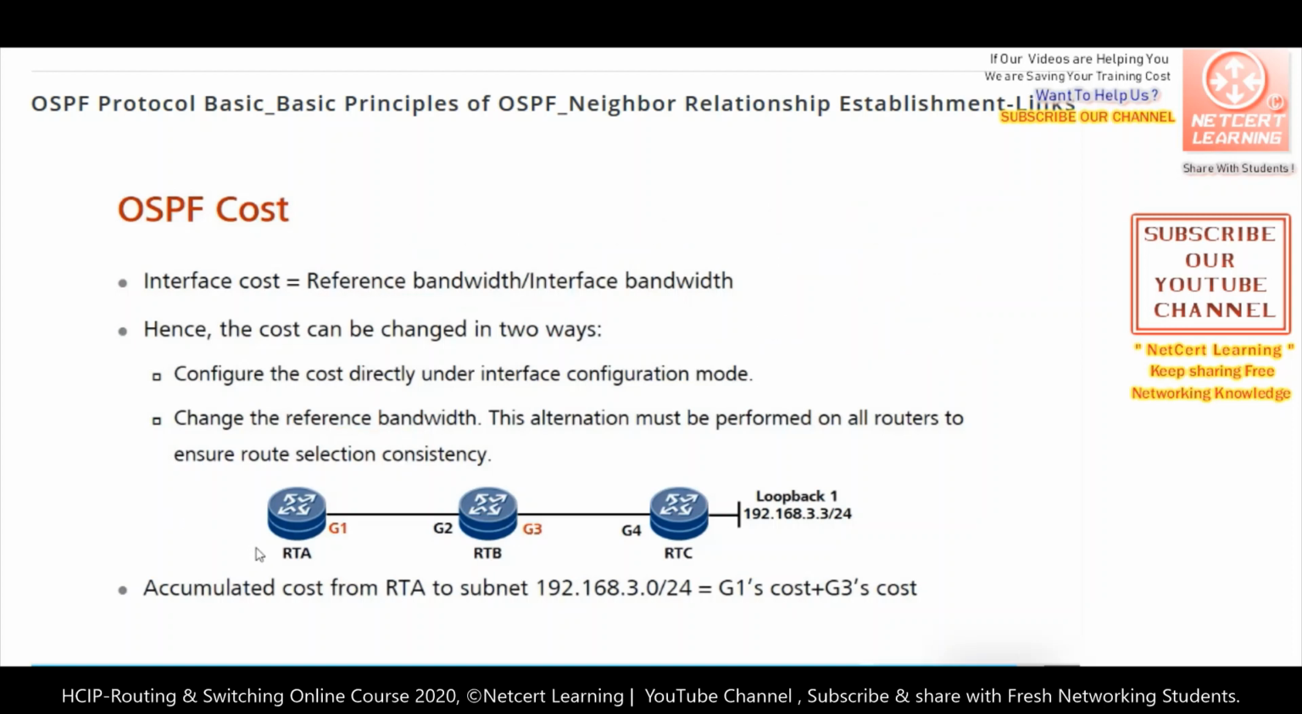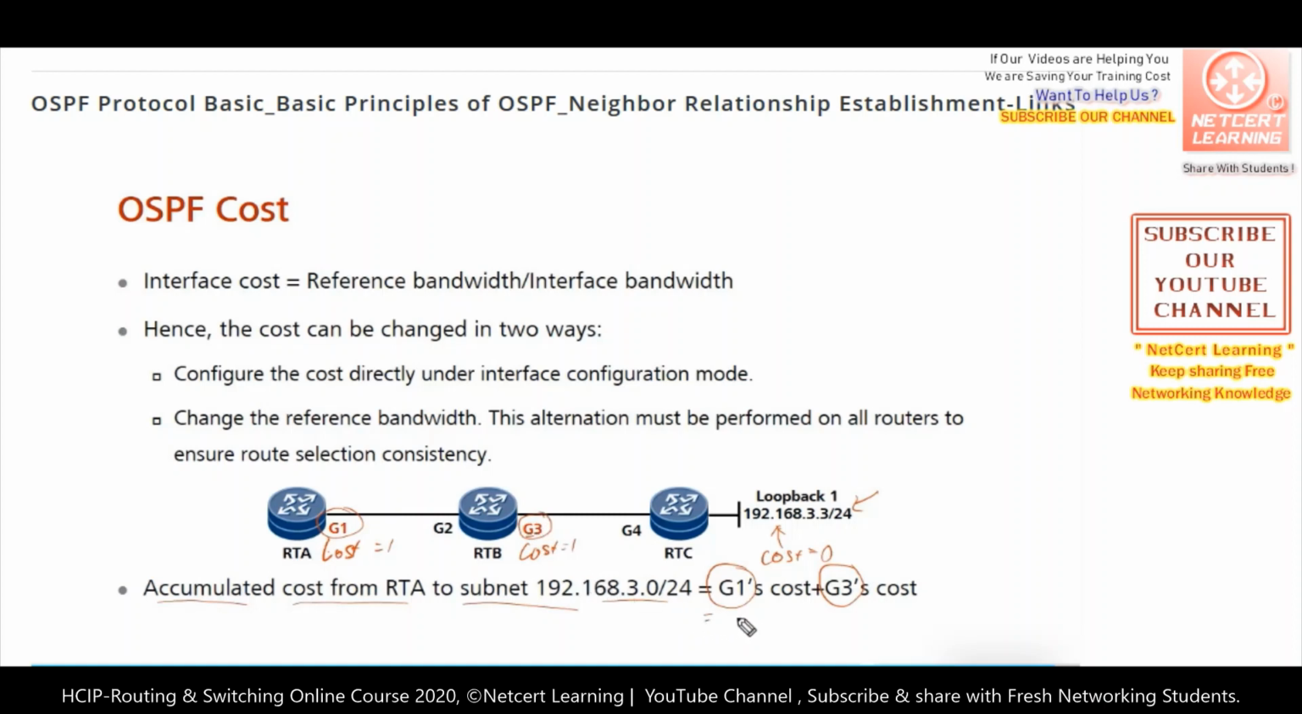In this diagram, we have three routers. We have router A, where we have the G1 here, which has a cost of 1, and we have the G3 here, which has a cost of 1 as well. Now we have a loopback. Since the loopback is connected to router C and is internal, the cost is equal to 0. Now if you look into this statement, the accumulated cost from router A to subnet 192.168.3.0/24, which in this case is this network, is equal to the G1 cost plus the G3 cost. So we have a G1 cost here plus a G3 cost.